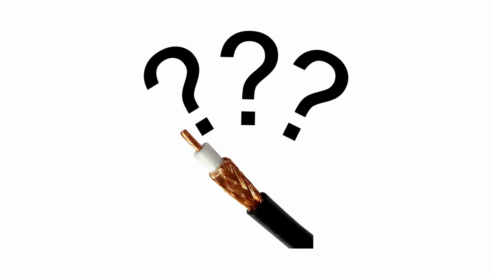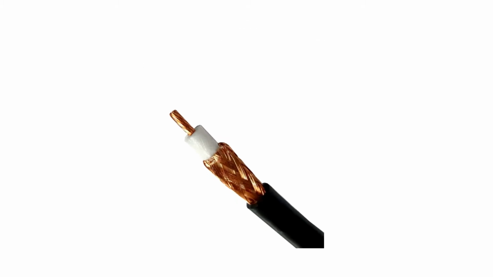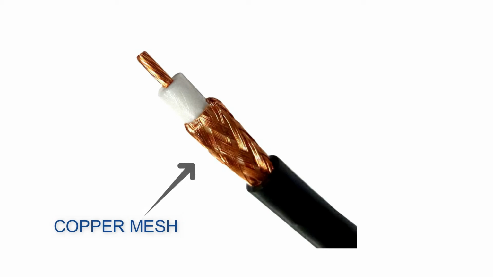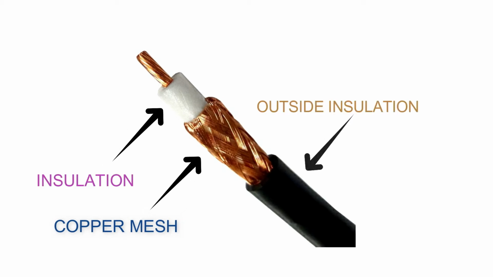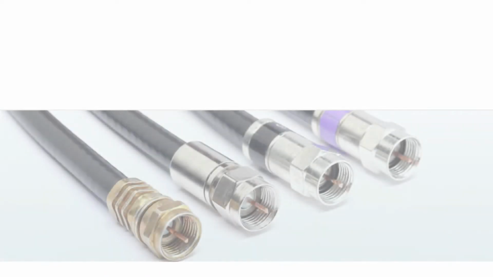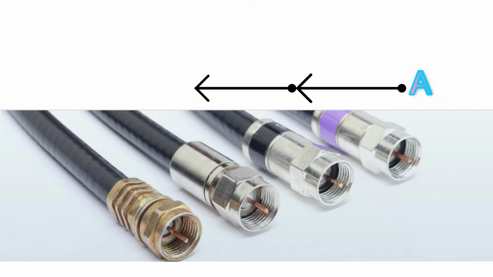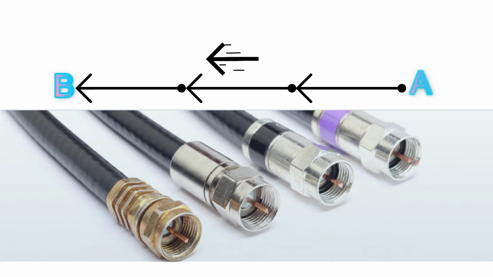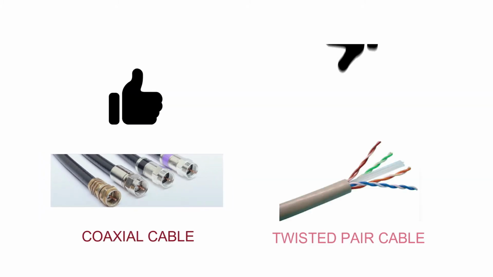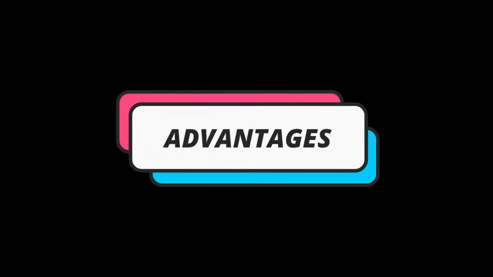What is coaxial cable? Coaxial cables, commonly called coax, are copper cables with metal shielding designed to provide immunity against noise and greater bandwidth. Coax can transmit signals over larger distances at a higher speed as compared to twisted pair cables.